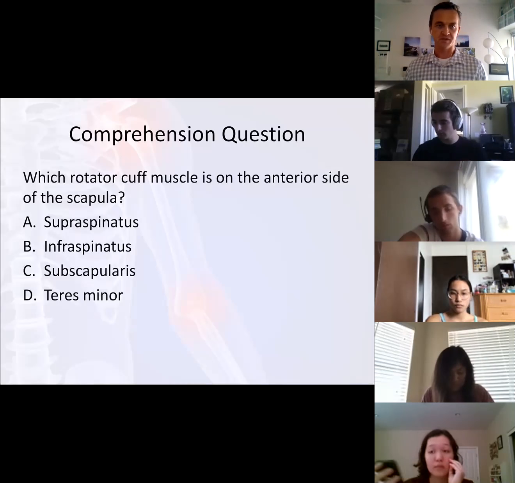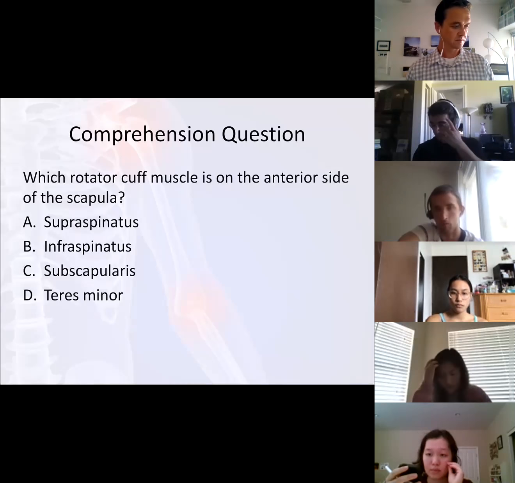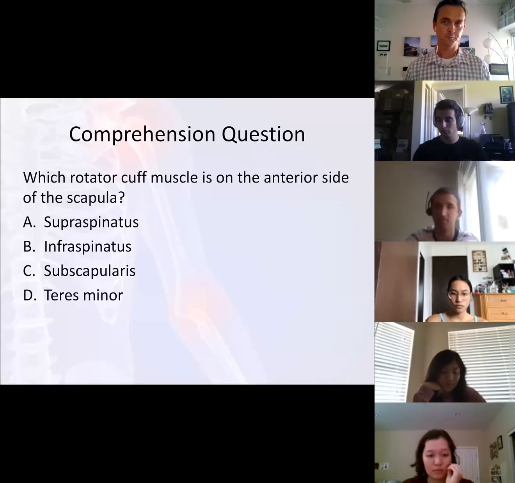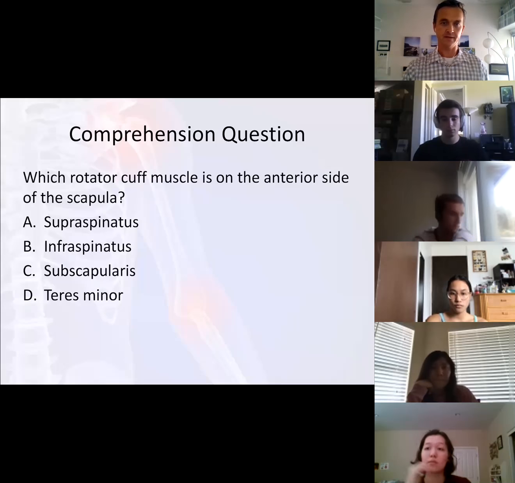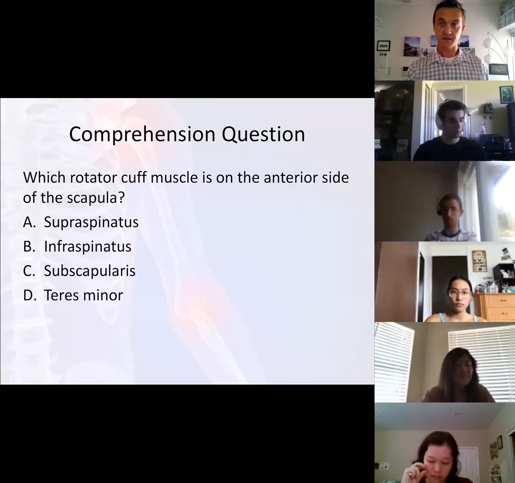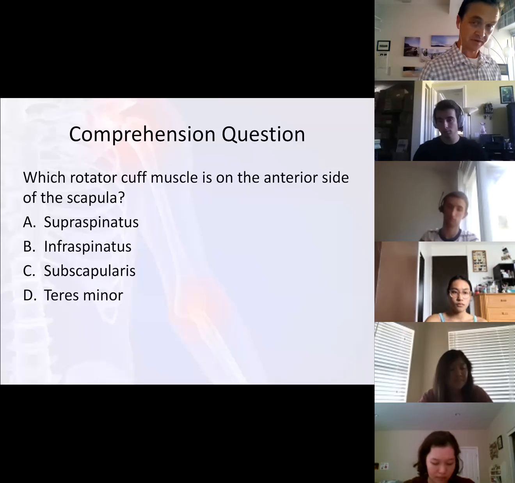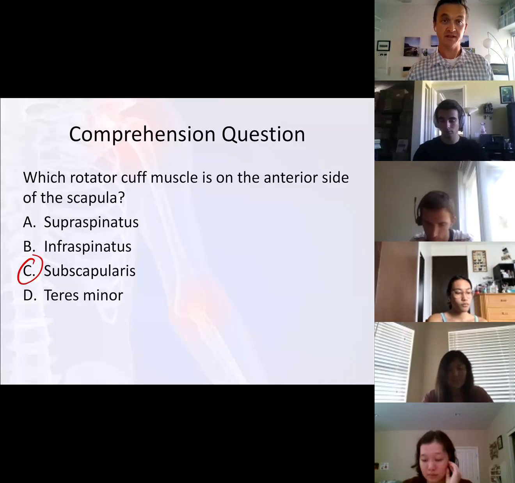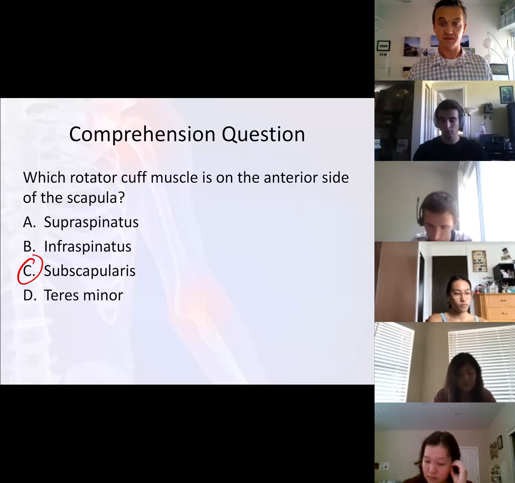All right, give you about 10 more seconds. All right, that looks like about everybody. Okay, see what you said. Good, absolutely. So 94% of you are saying C, subscapularis. That is the one on the anterior side. The other 3 are on the posterior side. Perfect.